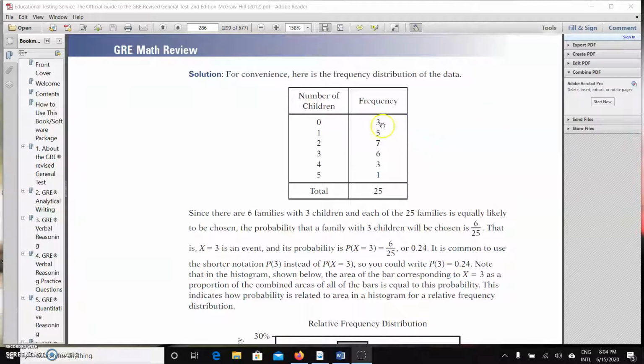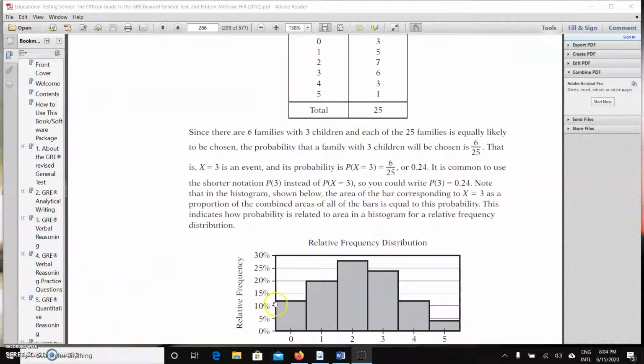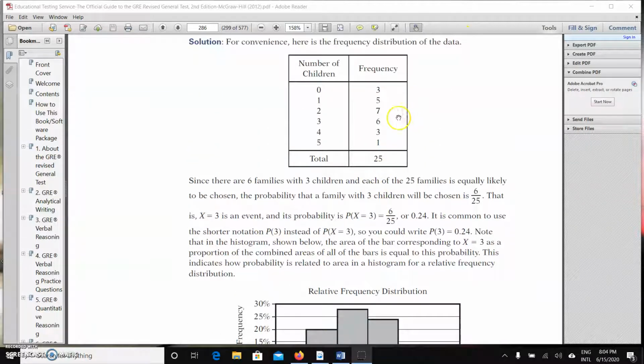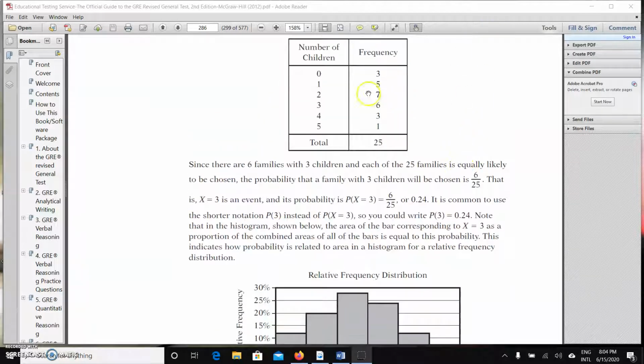So take, for example, this 3, right? If you want to calculate the relative frequency of this 3, you have 3 over 25 times 100. That's the same thing they did here. See the first one, that will give you 12%. Understand? So 3 over 25 times 100 gives you 12. The same thing goes for the next one, 5 over 25 times 100. You understand?